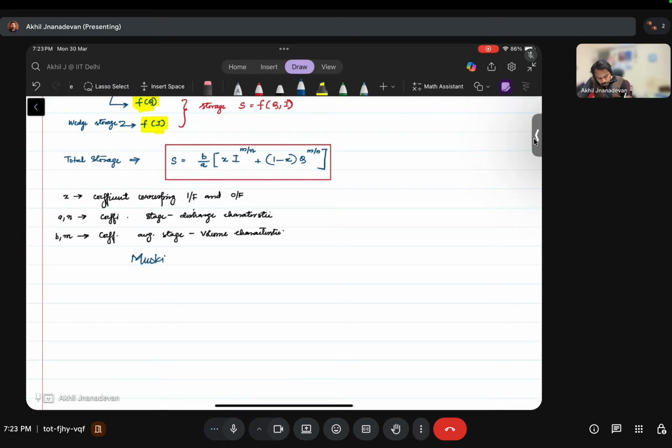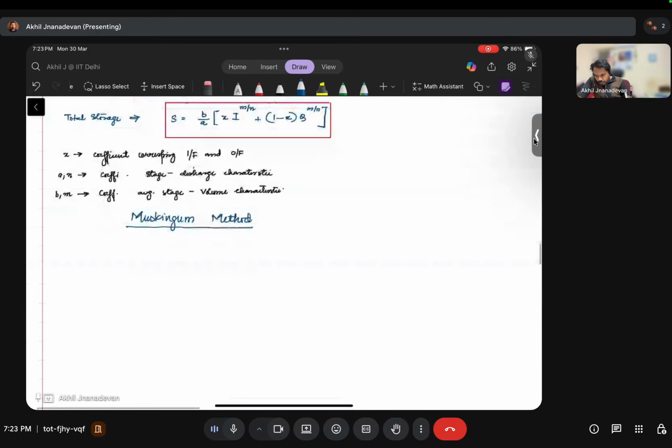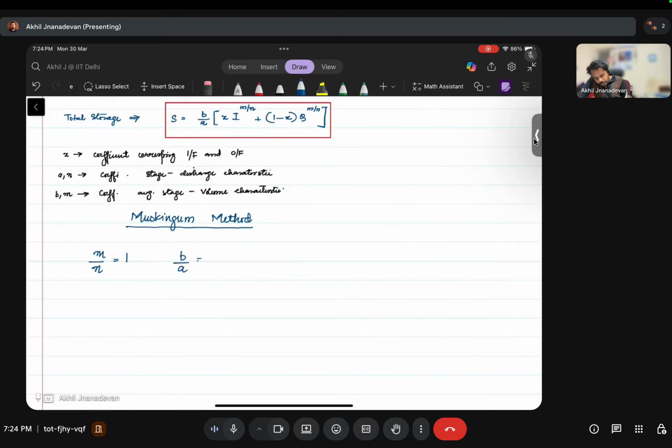So Muskingum method. Here the assumptions are, this gives the name of a basin. There they did a lot of tests and came up with this relation: m by n they are taking as 1, and the B by A ratio they are taking as K. So the storage function they have derived comes out to be capital K into x into I plus (1 minus x) into Q.